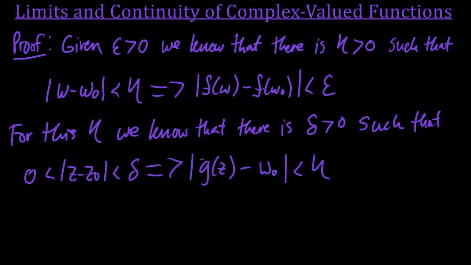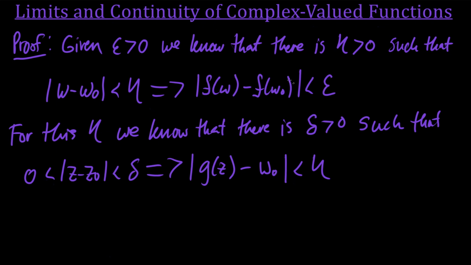Now, why does this implication hold? Well, this implication holds by the definition of the limit, right? Because we started off by assuming that the limit of g of z as z approaches z naught is w naught. So by the definition of the limit, this implication must hold. We're using eta here, but remember that eta is just some other positive real number. So there has to be a delta associated with this eta that makes this condition hold.